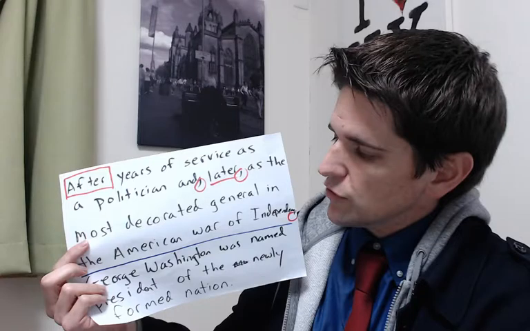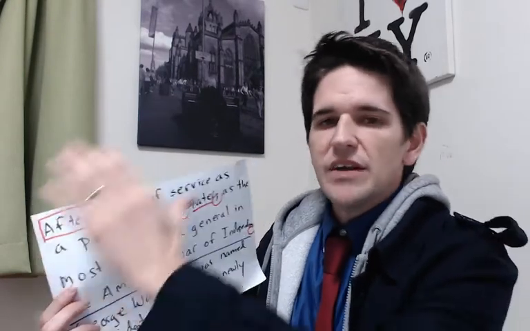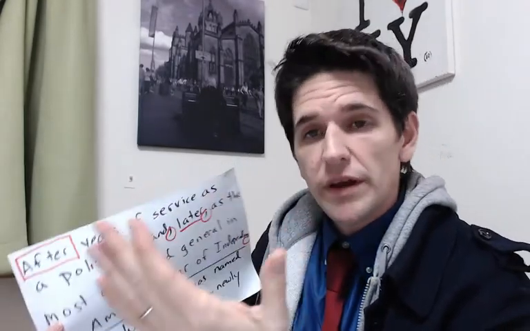But basically, when I say that George Washington was named president of the newly formed nation, I need to add details to that. I need to give it a context. I need to give more information. So that's one way that you can figure out the main idea of a sentence, is by looking for those signal words and figuring out which one is important, which one's not important.